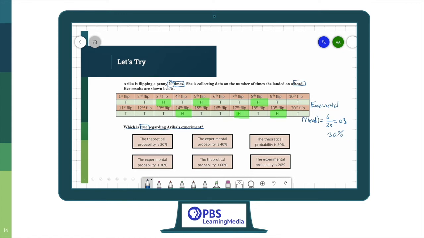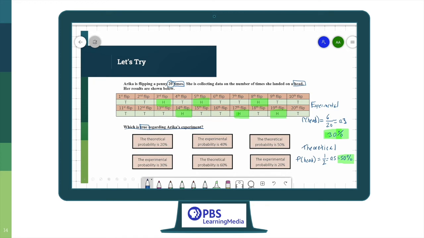Now let's look at our theoretical probability. And I bet you all have this memorized by now. The theoretical probability of landing on a head, well, how many heads are there on a fair coin? It's 1 head out of 2 total possible outcomes. 1 divided by 2 gives us 5/10, which is the same as 50%. So these are our 2 probabilities that we're looking at. 50% is our theoretical probability of landing on a head, and 30% is our experimental probability of landing on a head.